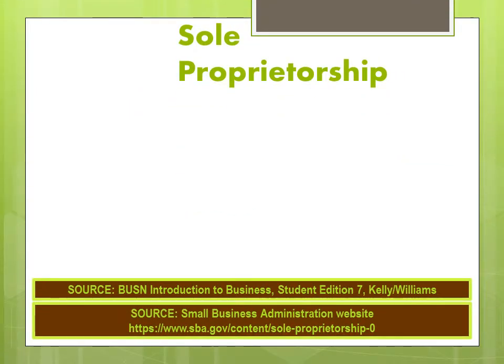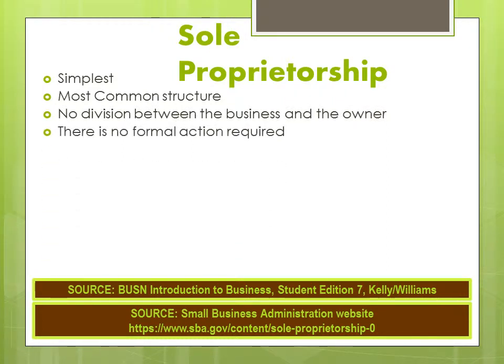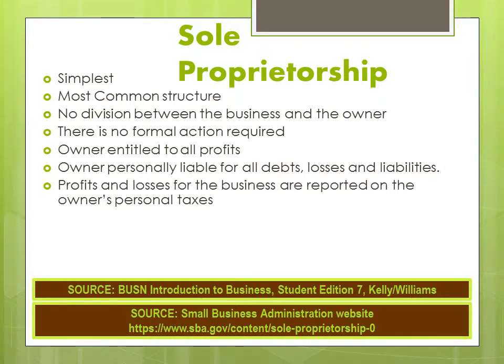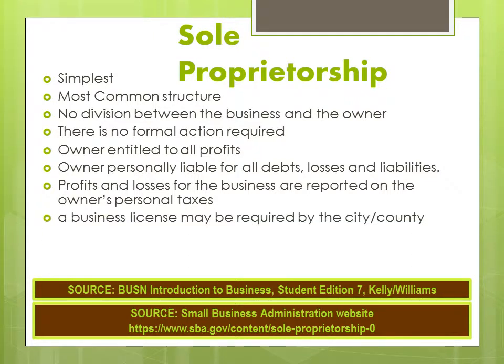Sole proprietorships are the simplest, most common form of business ownership. There is no division between the business and the owner. There's no formal action required to start a business of this type. The owner is entitled to all profits of the business, and they're also personally liable for all debts, losses, and liabilities for the business. Profits and losses for the business are always reported on the owner's personal taxes.